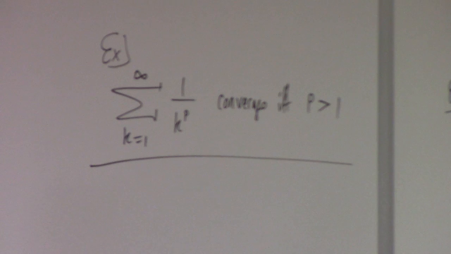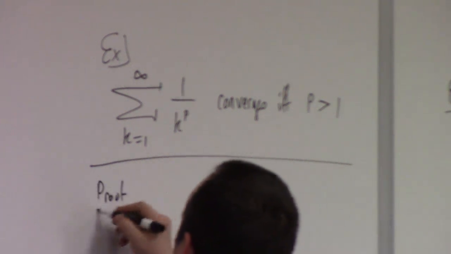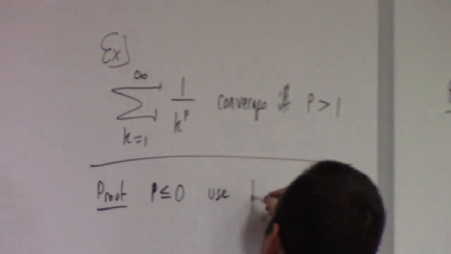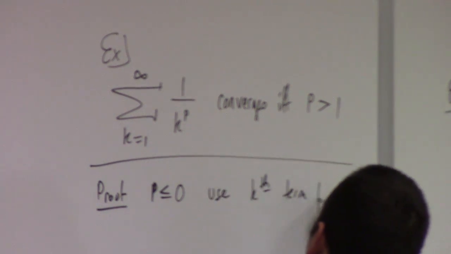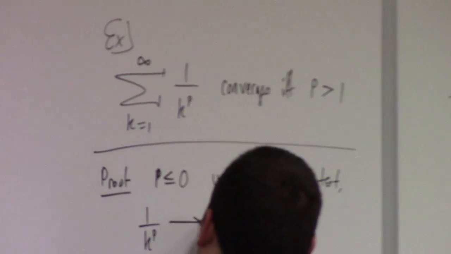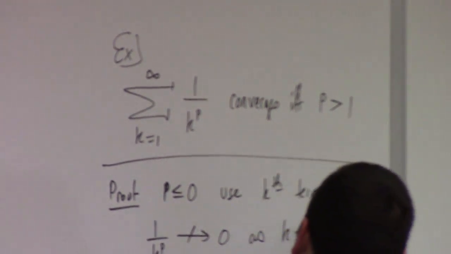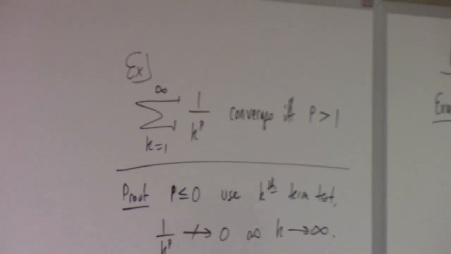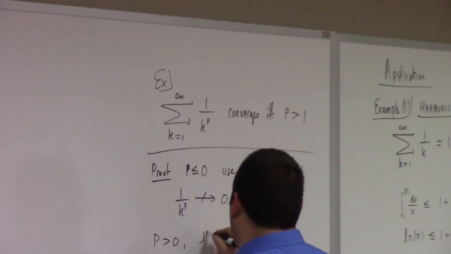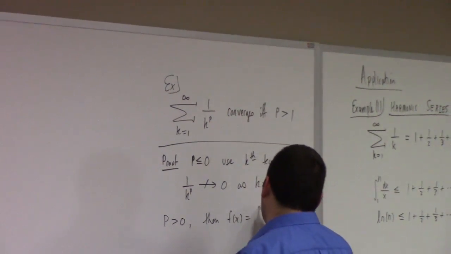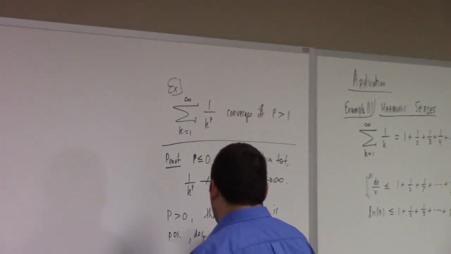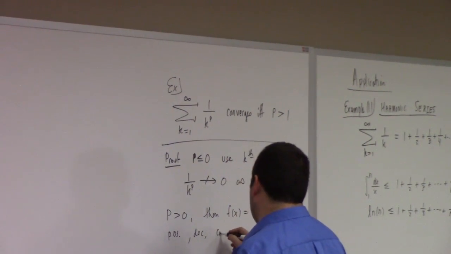How do you know that? Well, proof. First of all, if p is less than or equal to 0, you can use the kth term test, because 1 over k to the p will not go to 0 as k goes to infinity. So it diverges if p is less than or equal to 0. If p is positive, then if you look at f of x equals 1 over x to the p, it is positive, decreasing, and continuous.